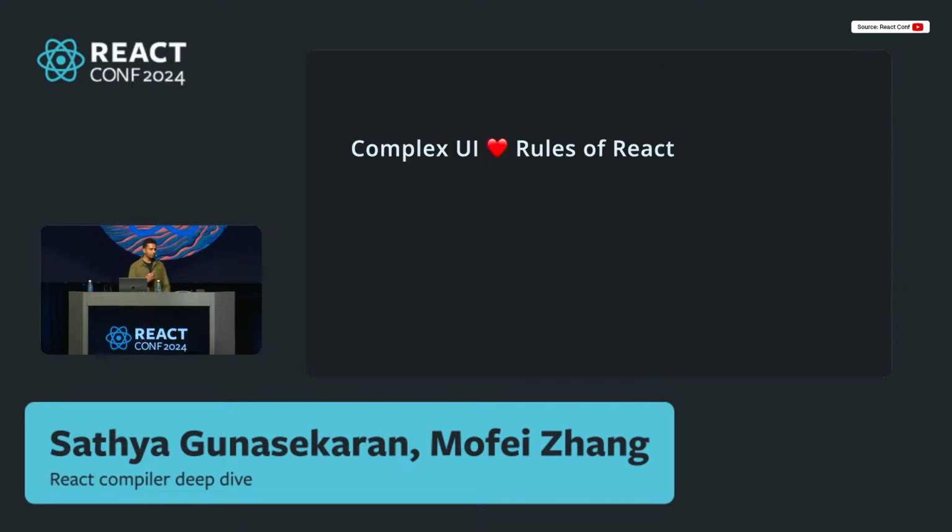So those were some of the rules of React. Like I said, the rules exist to help you build complex UIs. We're not adding new constraints just for the compiler. It's for building UIs. But they also help to carve out like a safe space for the compiler to optimize your code. These rules are what makes the React compiler possible.